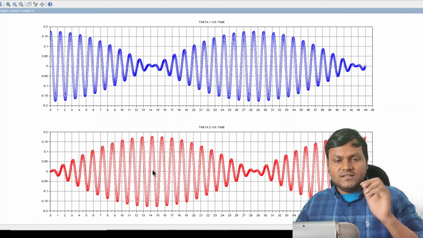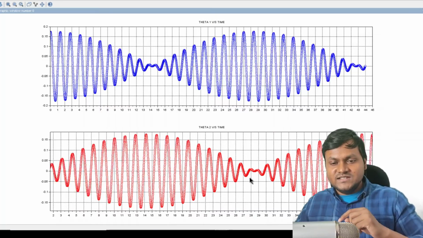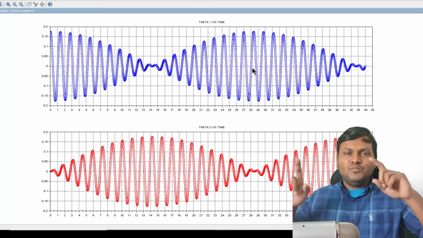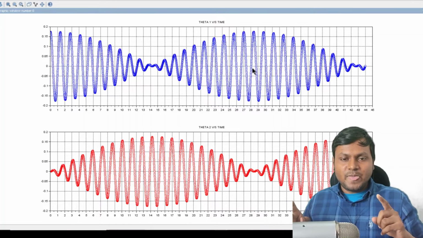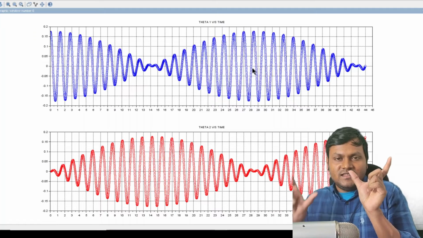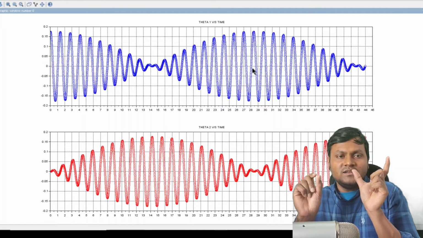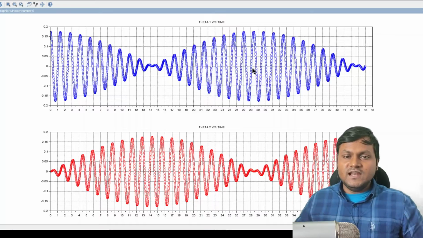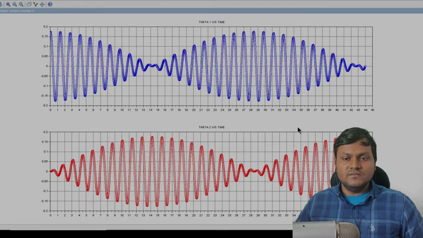After some time, the amplitude of the second mass decreases and the amplitude of the first mass increases. So both these two pendula keep on oscillating in such a manner that the amplitude of one keeps on increasing while the other keeps on decreasing, and then the other keeps on increasing and the first one keeps on decreasing. Let me show this to you via a simulation.